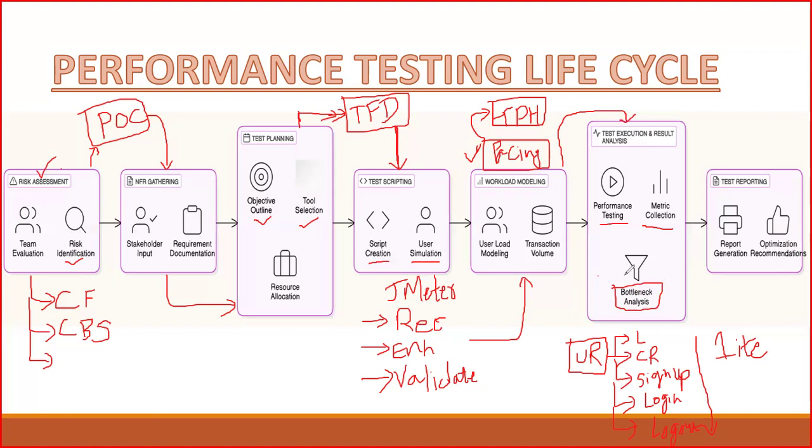And once everything is good, all the tests went well and there are no bottlenecks, finally we'll go to the test reporting stage. Here we are going to create the test reports and submit this report to the client, and we'll get the test closure from the client. That is the final approval from the client. So this is what we'll do as a part of the performance testing life cycle.